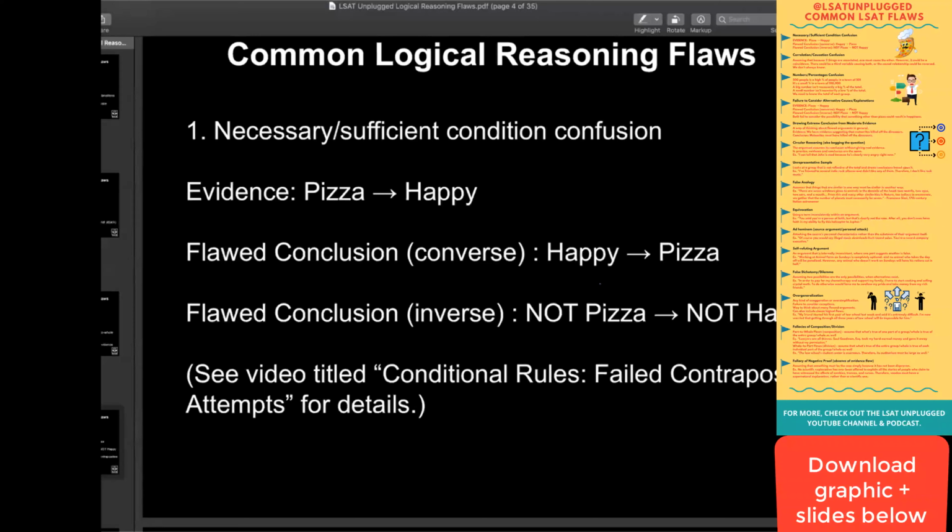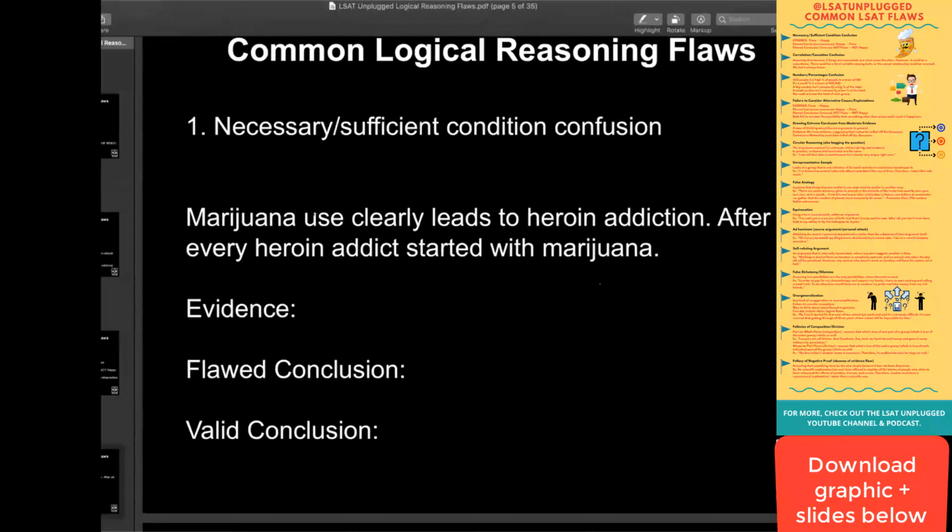Now I've got another example here. I brought this up in the past as well. Let's say we have given, marijuana use clearly leads to heroin addiction. After all, every heroin addict started with marijuana. So I'm going to invite anyone who would like to just jump in and type in the chat or unmute yourself and just share with me what's the evidence in this statement. We'll break it down bit by bit, piece by piece.